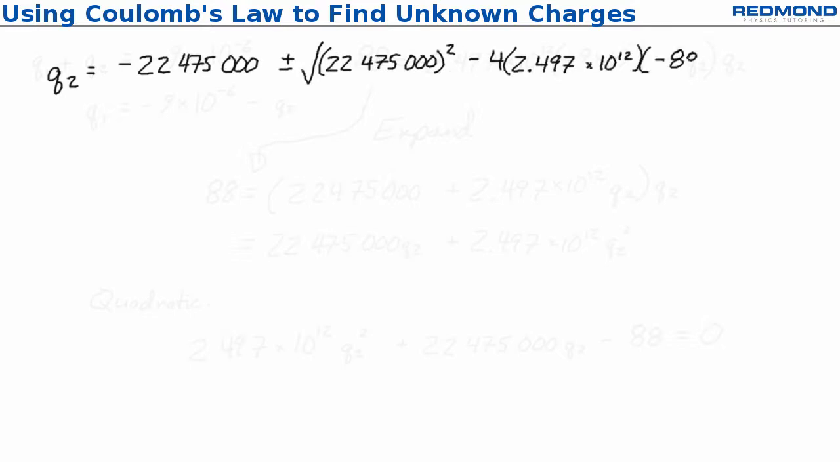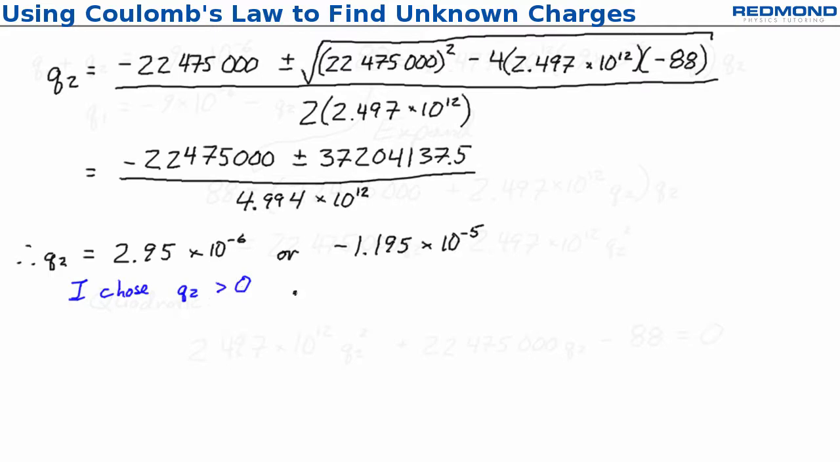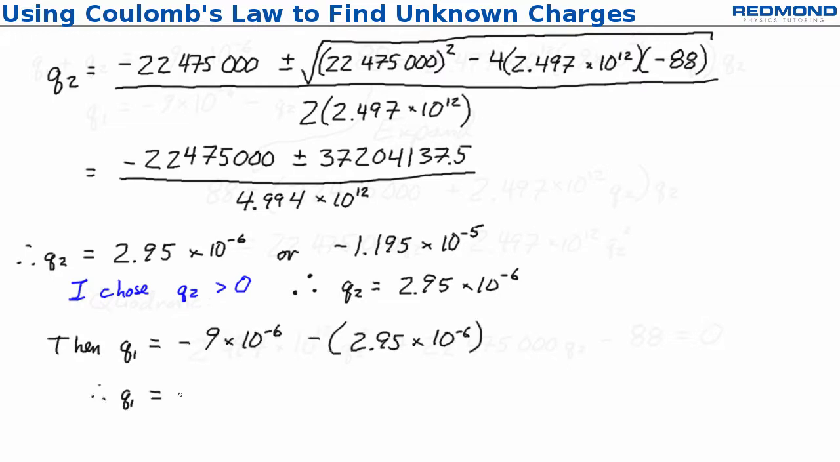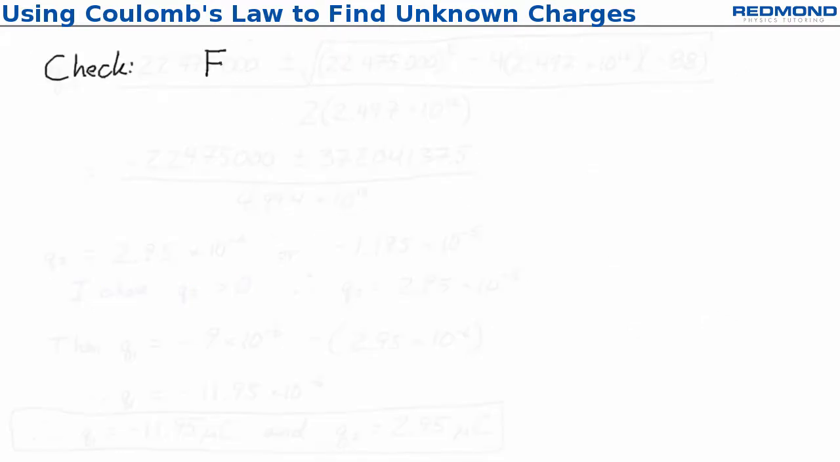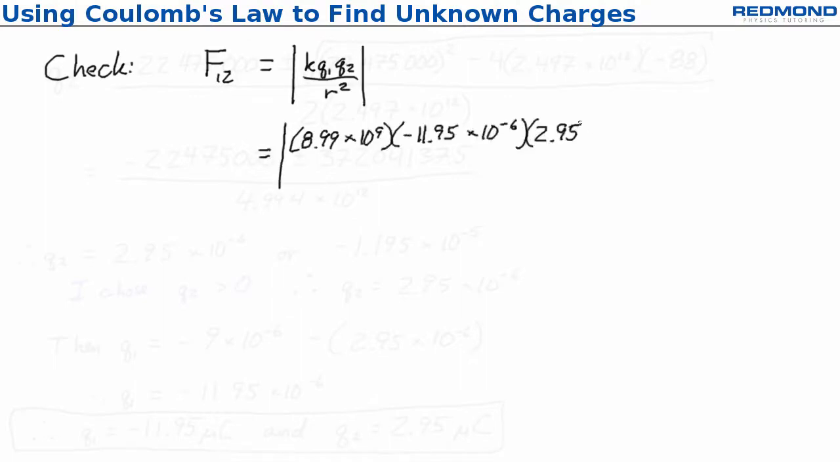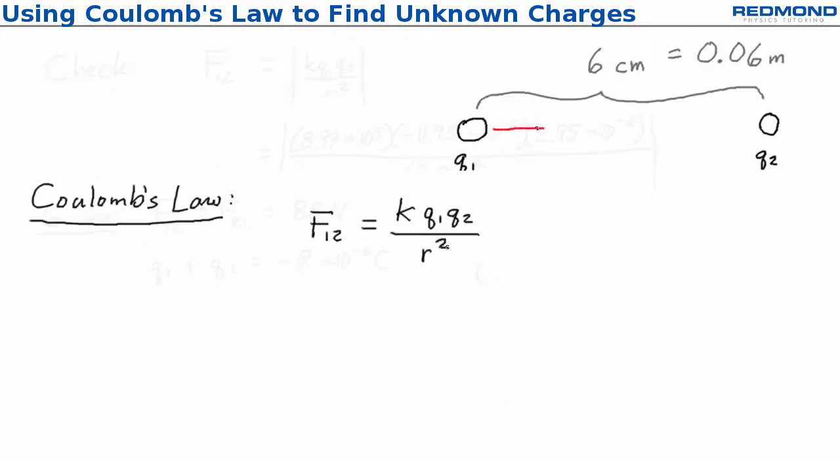Solving the quadratic gives Q2 is equal to 2.95 times 10 to the power of -6, or -1.195 times 10 to the -5. Now remember, I chose Q2 to be positive, so I take positive 2.95 times 10 to the power of -6 and substitute that into the equation for Q1, getting Q1 is equal to -11.95 times 10 to the -6. Therefore, Q1 is -11.95 microcoulombs and Q2 is positive 2.95 microcoulombs. Done. Now it's really easy to check this answer by substituting these into Coulomb's law, which gives 88 newtons. Yes.